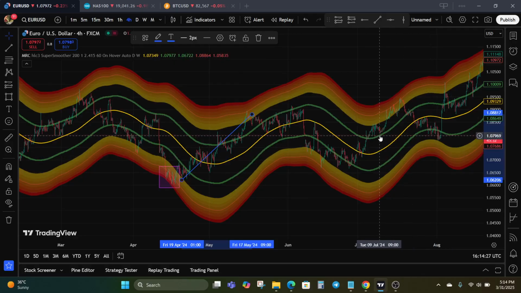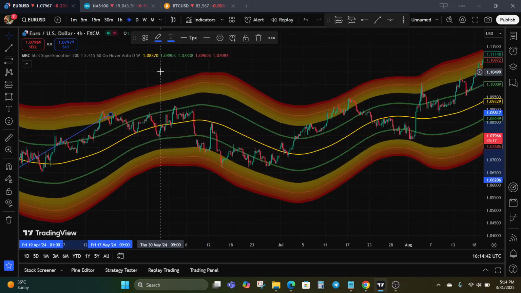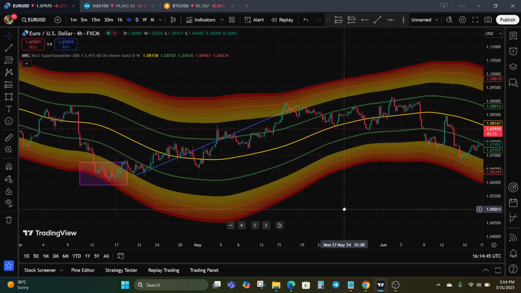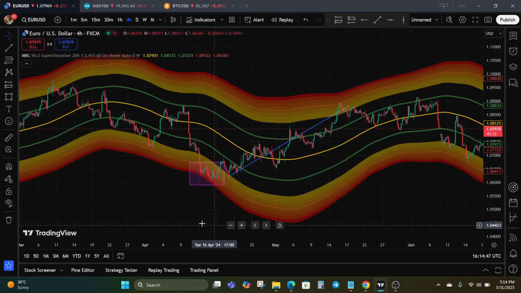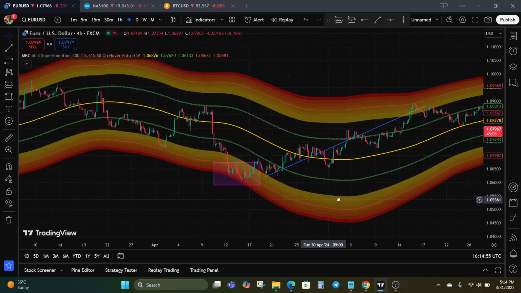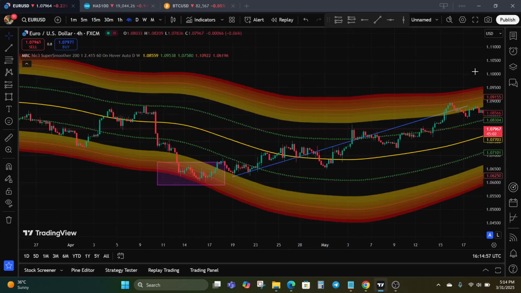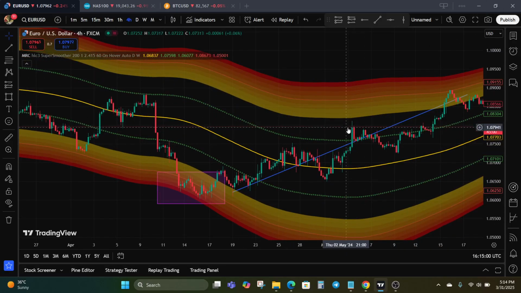Now, how do we trade it? Very simple. We wait for price to enter an extreme zone, then look for confirmation with additional signals like candlestick patterns or divergence. So for a buy trade, we wait for price to enter the oversold zone, then we look for a bullish confirmation like a hammer candle or bullish divergence on RSI.